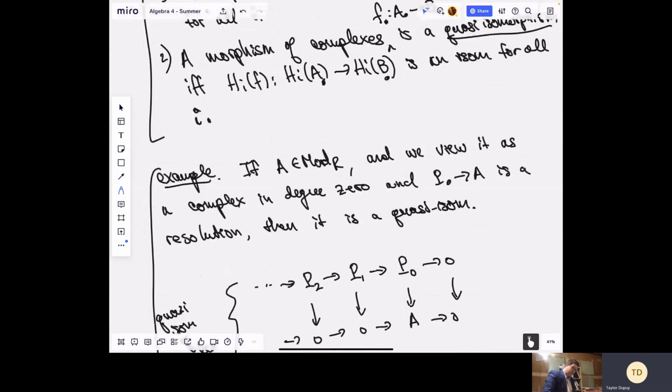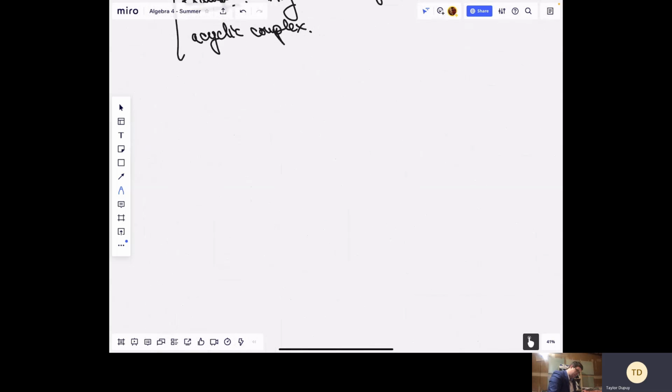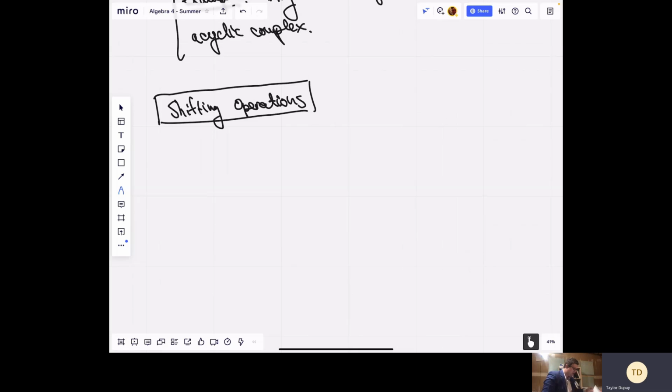About shifting operators. So I need to talk about shifting operators. Okay, so this is an analog of, this is the algebraic... shifting is the algebraic incarnation of suspension in topology.